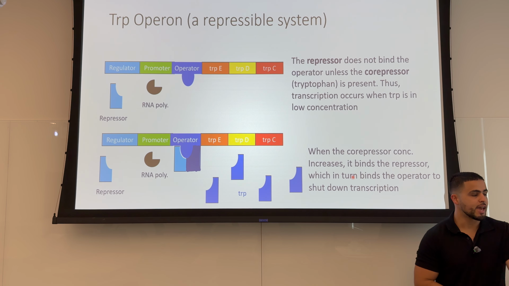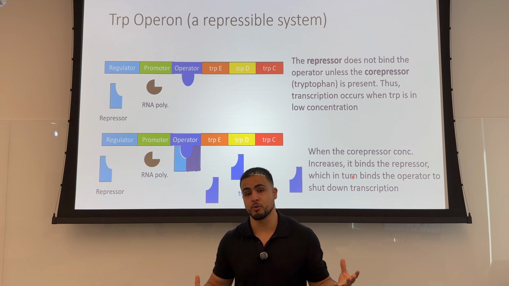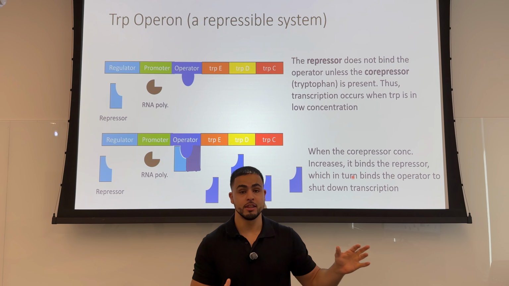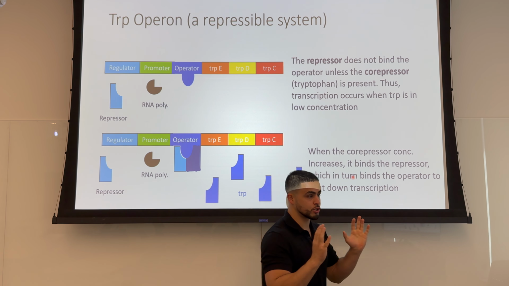All right, now we have the trp operon. This is a repressible system. In other words, by default, this is running. So it's the opposite of the lac operon. This one is running by default, and you need something to stop it or to repress it.